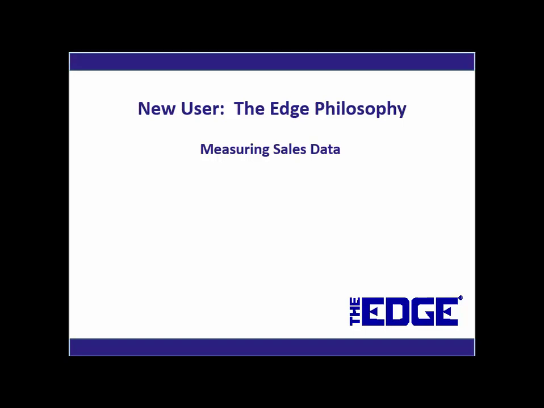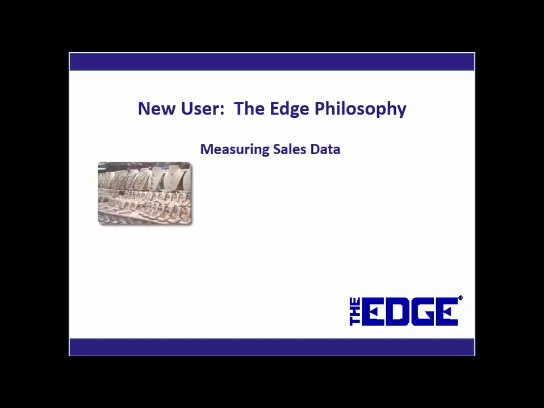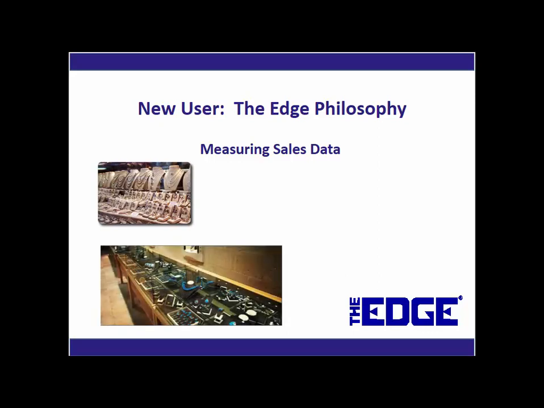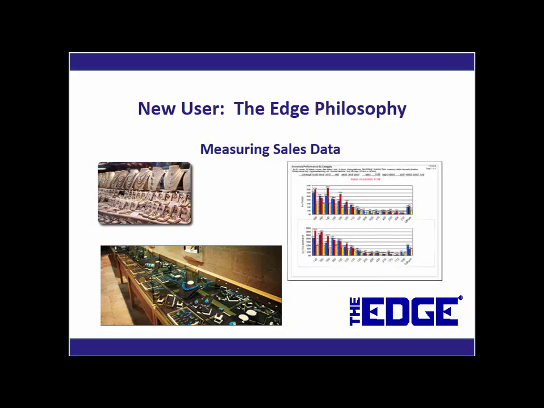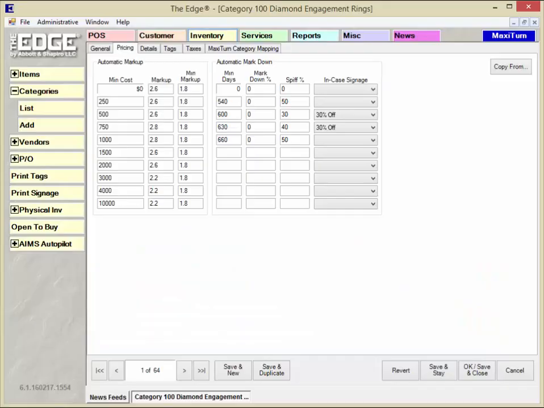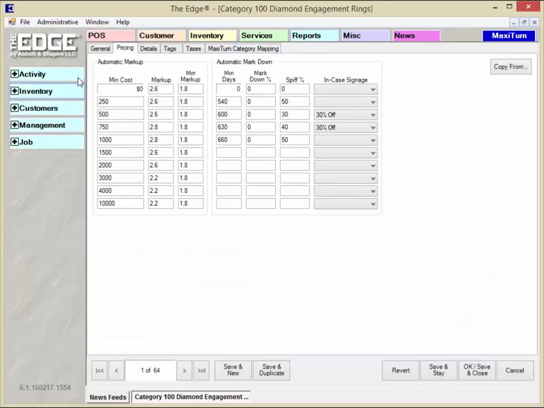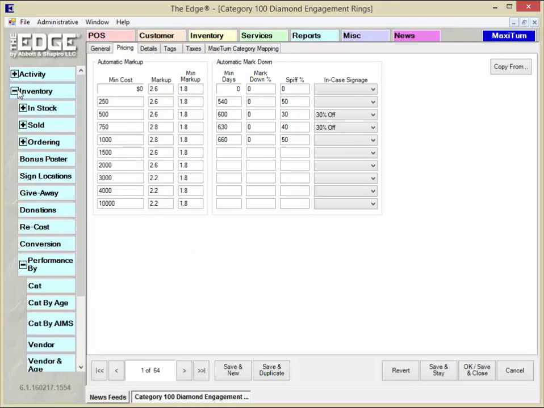At the center of all good retail operations is a finely tuned inventory, one that meets the needs of its customers. Investment in inventory that turns well produces optimum profits. The Edge can help you create that inventory through its reporting and ordering functions. With the performance by category reports, you can see how well your inventory is performing.